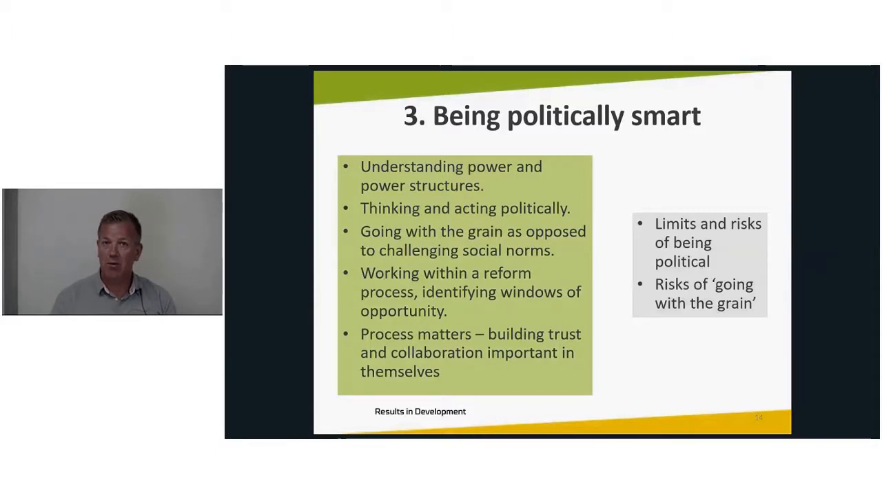But at the same time, you might be wanting to challenge social norms. There might be some social norms, particularly around gender or corruption, for example, where social norms are very prevalent. So you need to work within a reform process, identifying windows of opportunity, identifying those champions for reform who you want to work with, who are able to work with and capable of working with other actors. And process matters. Building trust and collaboration is important in itself. The process is sometimes as important as the outcomes. But there are limits and risks of being political, and there are risks of going with the grain when you think it might be supporting entrenched interests at the expense of others, more vulnerable, more marginalised people.